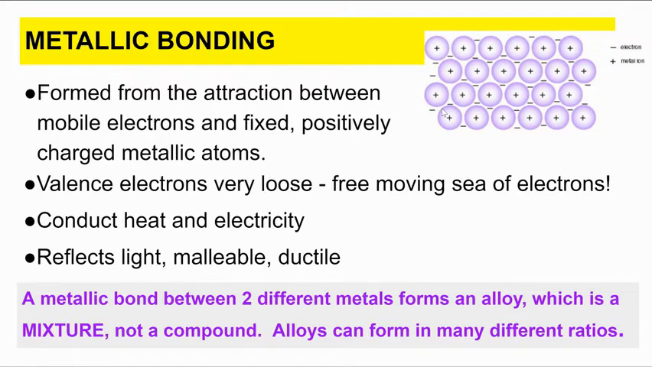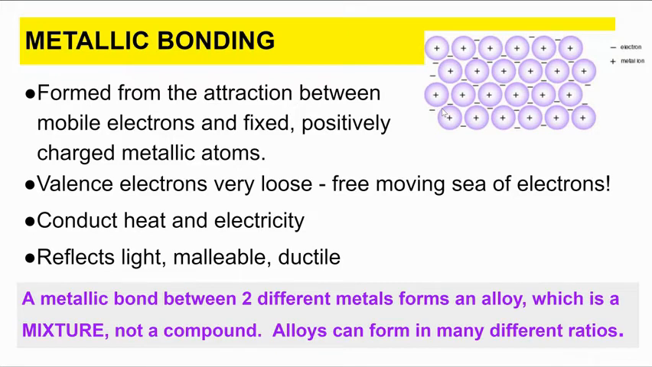be ductile. So, a metallic bond between a single metal would just be a pure metal, but a metallic bond between two different metals would form an alloy, which is a mixture, not a compound. If you remember back to our first learning target lesson at the beginning of the year, it would be a mixture because we can put it together in any ratio, whereas compounds require very specific ratios to form.